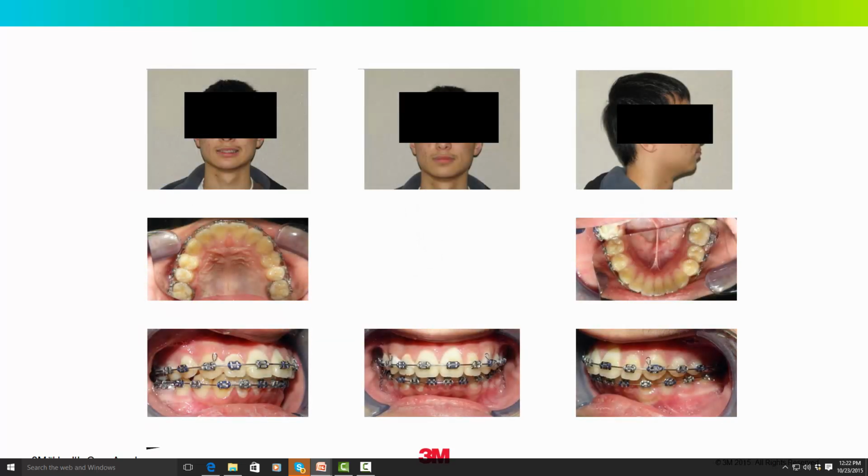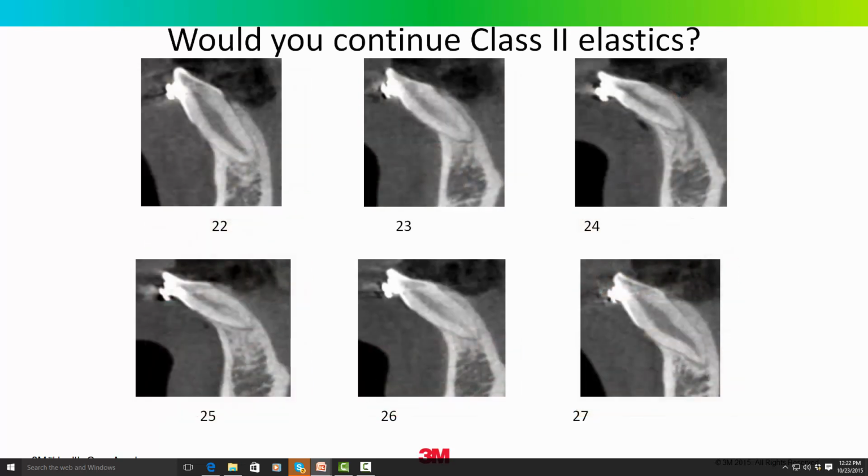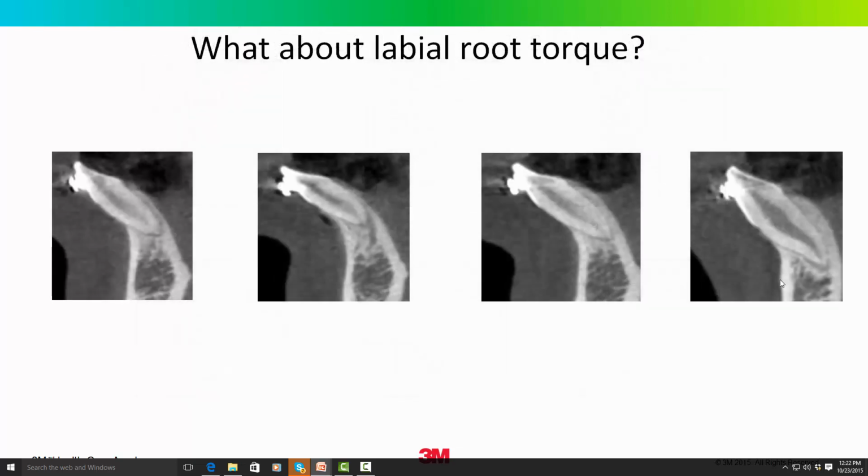This is a case that came in. It was a transfer case, and the orthodontist was trying to correct the class 2 only with class 2 elastics. That's how he was trying to get the correction. I took a cone beam on this patient, and here's what his incisors look like. Now, would you continue wearing class 2 elastics here, or would you put a rectangular wire in to try to torque the roots of these teeth?